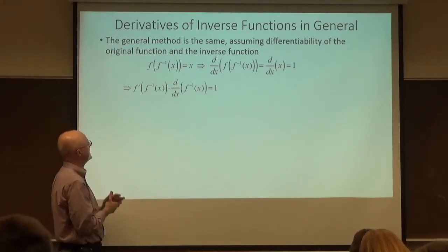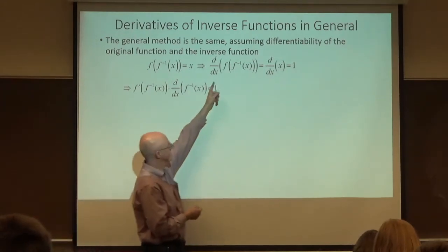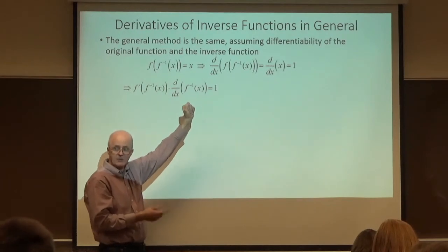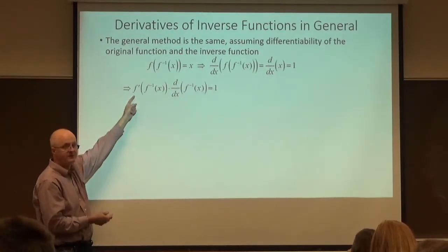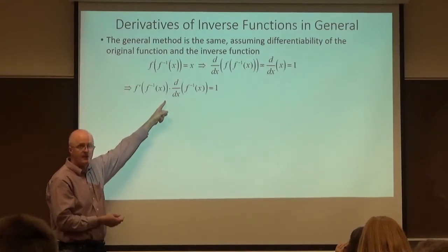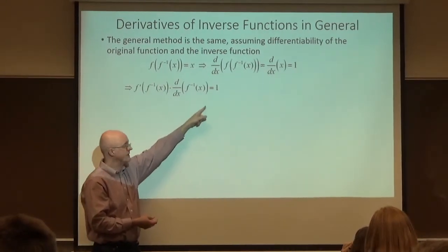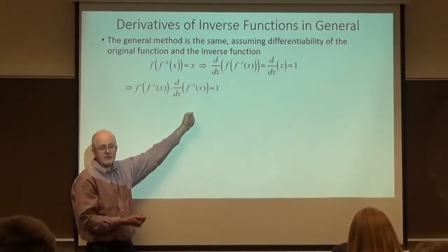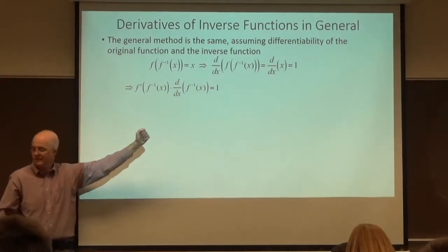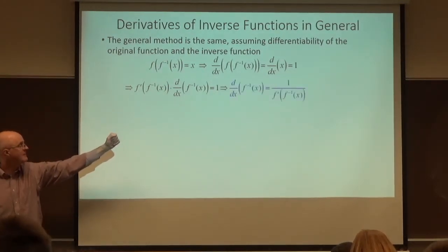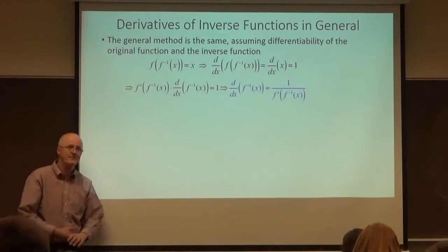I have just used the chain rule on the left-hand side to take the derivative of this. I have an inside function and an outside function. The chain rule says take the derivative of the outside function. There it is, f prime. Plug in the inside function. Then multiply times the derivative of the inside function. And this is the derivative we'd now like to solve for, just like we did with these other examples. So divide both sides by f prime of f inverse of x, and get that formula there.